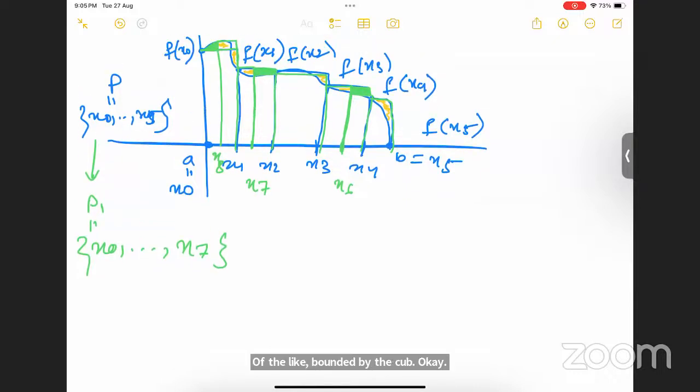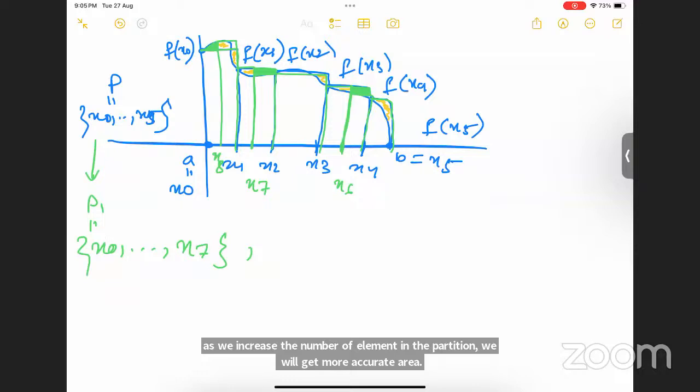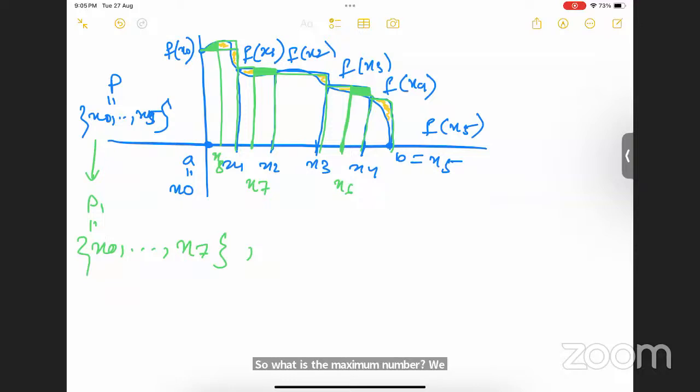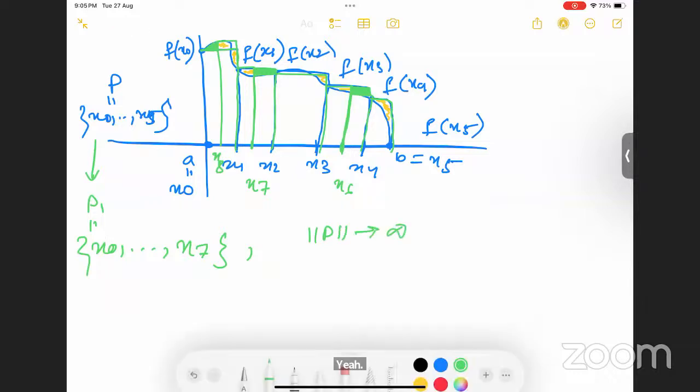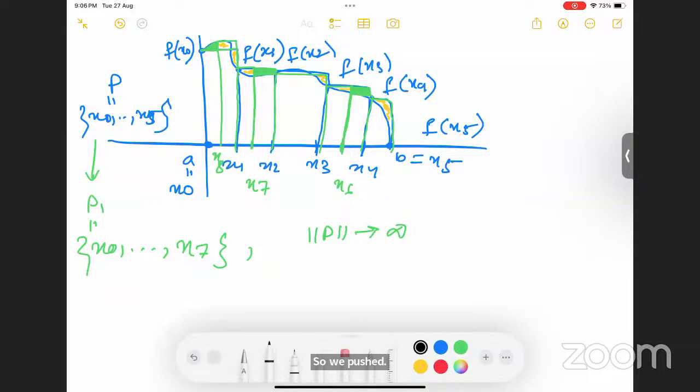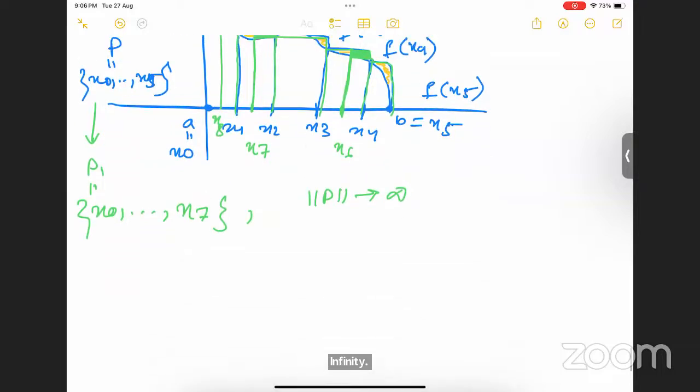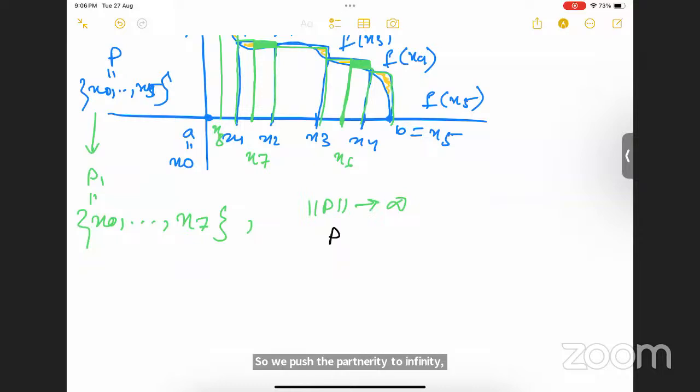So we note that as we increase the number of elements in the partition, we will get a more accurate area. So what is the maximum number we can take in the partition? What is the maximum cardinality? We can push it to infinity. So we push the cardinality to infinity. That means in the set P, we have xi such that i equals 0 to infinity, right?